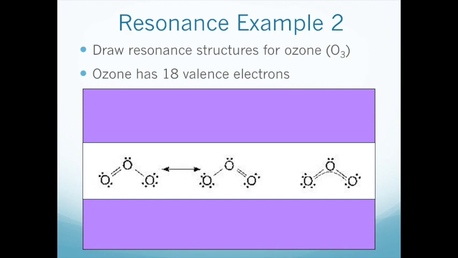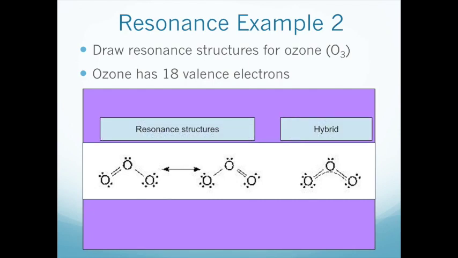And they are indistinguishable from one another, so they are often drawn in this way, which has a little dotted line indicating that both structures are equally valid. And in fact, we find that the electron density is shared in such a way that these bonds are sort of like 1.5 bonds each. So those are the resonance structures, and this is the hybrid structure.